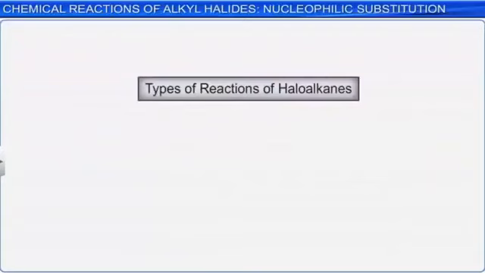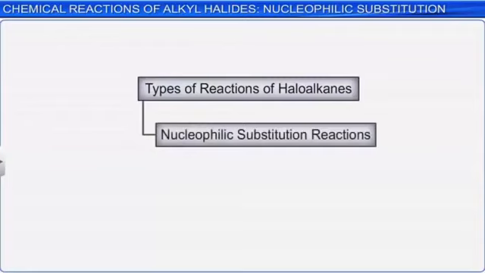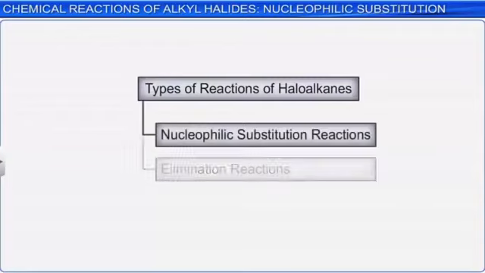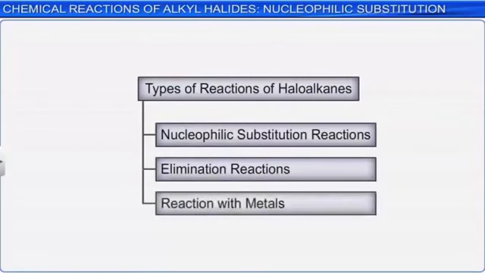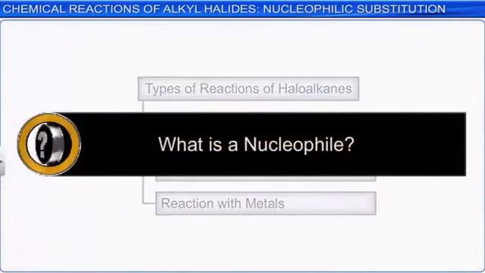Haloalkanes undergo 3 types of reactions. They are nucleophilic substitution reactions, elimination reactions, and reaction with metals. Before you learn about the nucleophilic substitution reactions, get to know what a nucleophile is.